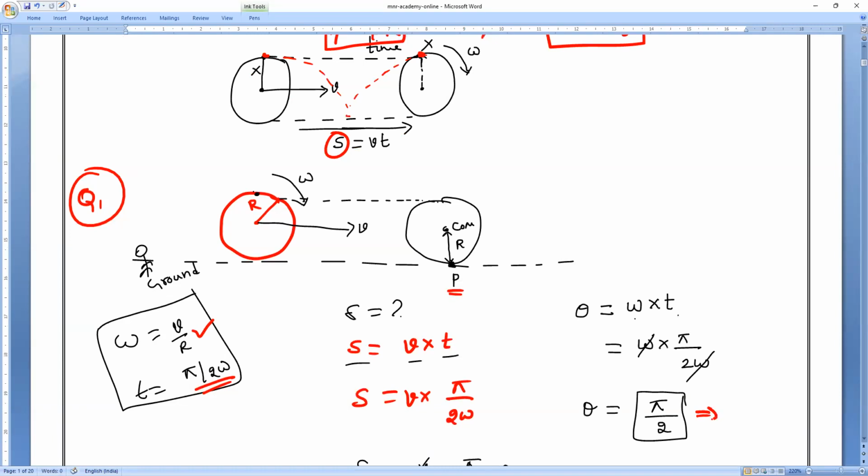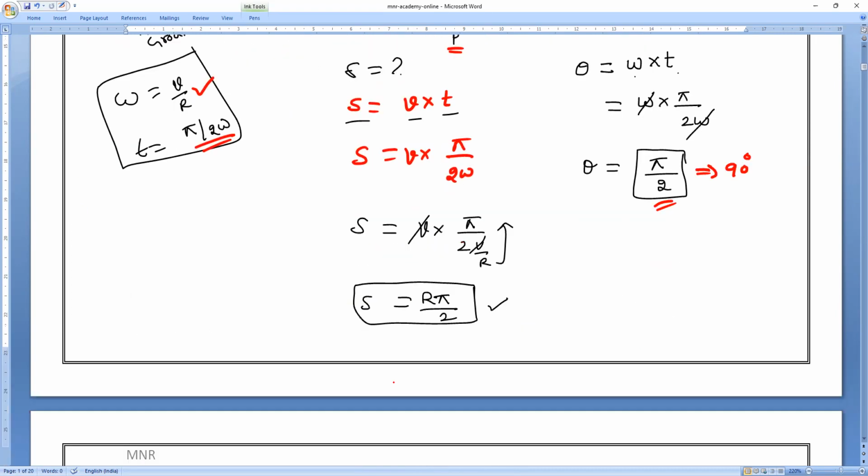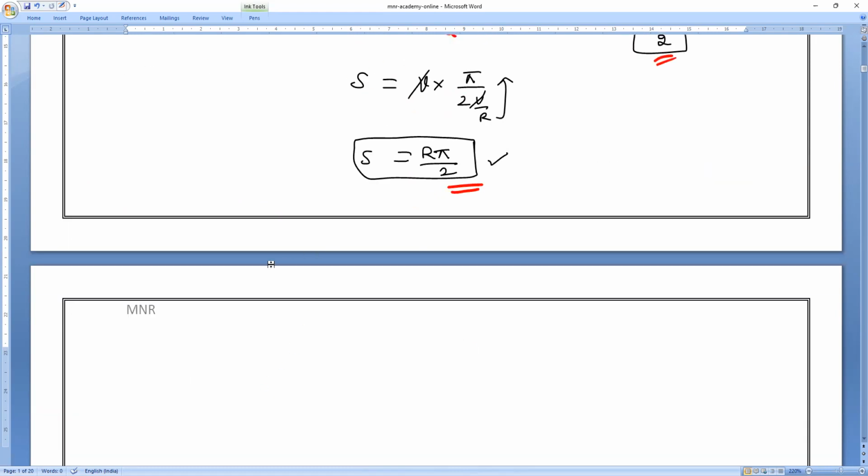Pi by 2 means how many degrees? 90 degrees. It means the point has moved 90 degrees, so after pi by 2 angle it will come to this position. Will you all agree with me? What is the angle here? 90 degrees. So this is also R. Now, this is the translational distance. We want to calculate the distance with respect to the ground.